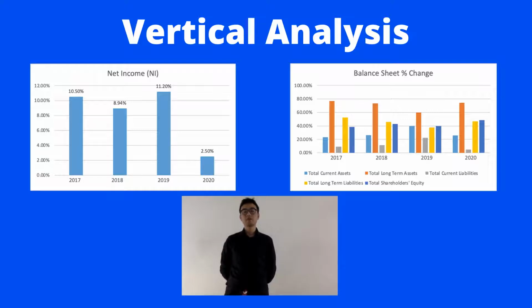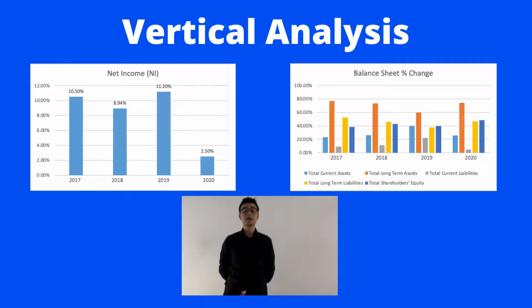On the second graph, we'll be talking about the balance sheet's percentage change, whereby it can be seen that there has been a significant decrease over the past 3 years, 2017 until 2019, of long-term assets as well as long-term liabilities. This is most likely attributed to the decrease in accumulated depreciation as well as long-term loan. However, in the final year, they have experienced an increase in both long-term assets as well as long-term liabilities.